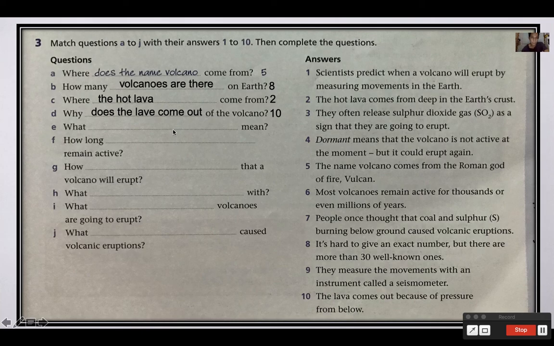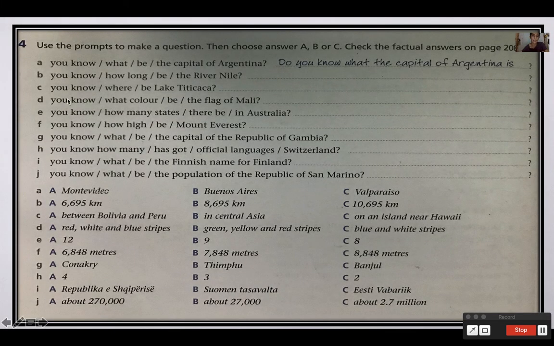So you have to do the same thing with the other ones, okay? Look at the question and look at the answer, then you have to write beside the question the correct answer. Okay, let's continue. Use the prompts to make a question, then choose answer A, B, or C. Check the factual outline. That doesn't matter for you.